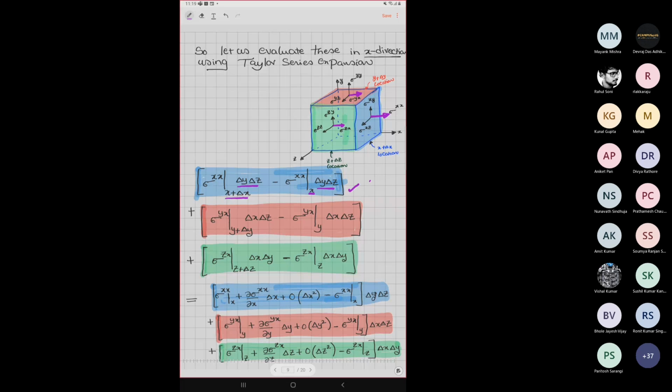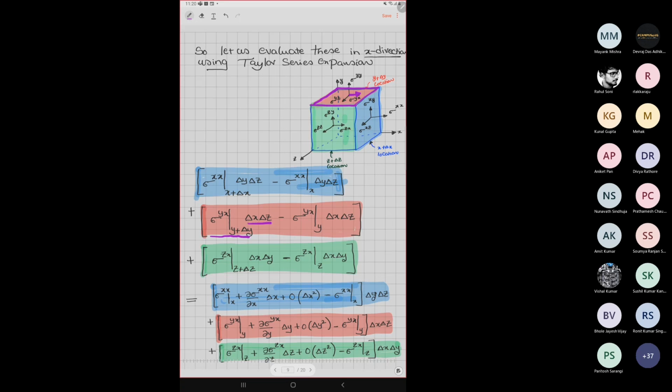Now, in the same x direction, I am going to erase this purple. Let us look at one more in the x direction. The other one is this one, sigma yx at y plus delta y multiplied by the surface on which it is acting. The normal to that surface is in the y direction, so the surface area must be delta x multiplied by delta z.